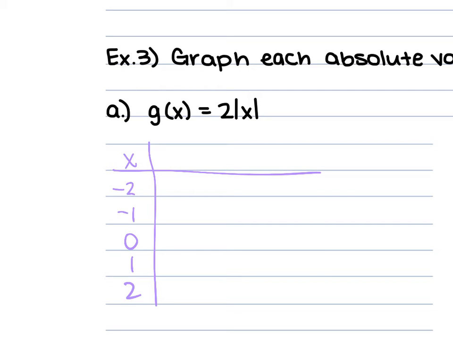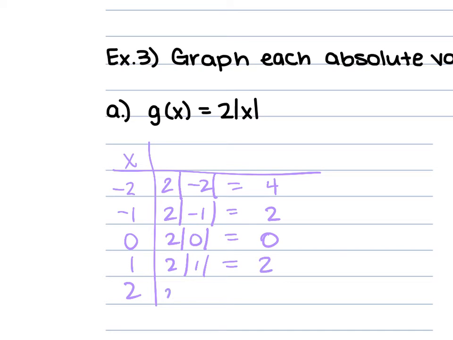So this is going to be 2 times the absolute value of -2, which is 2 times 2, that's 4. 2 times the absolute value of -1, which is 2 times 1, that's 2. 2 times the absolute value of 0 is 0. 2 times the absolute value of positive 1 is 2. And 2 times the absolute value of 2 is 4.